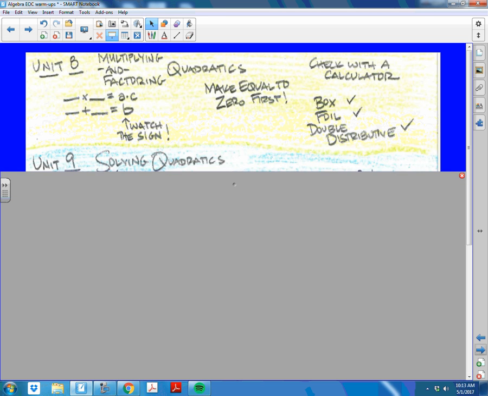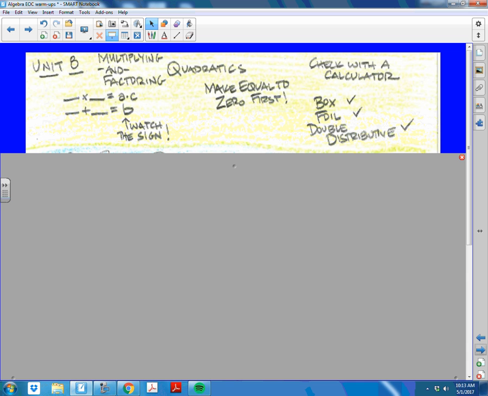Unit 8. Unit 8 was multiplying and factoring quadratics. Now, this is the one that scares the crud out of me. Remember when you're factoring a quadratic, you have to find the numbers that when you multiply, you get a times c, and when you add, you get the b value. Please watch the value of b. If the b is negative, make sure that the numbers you chose add up to a negative number, right? You have to be careful about that.